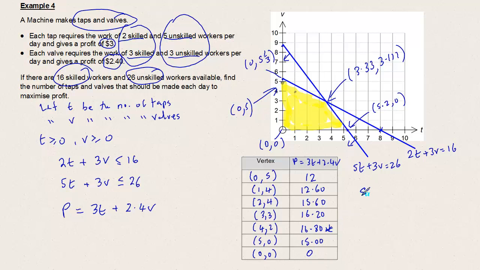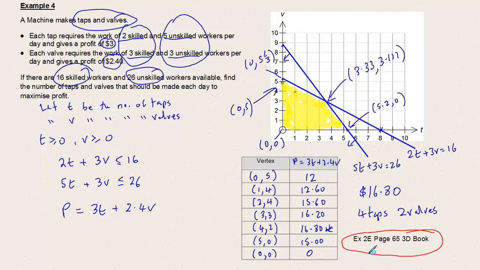So we can get a profit of $16.80, and this corresponds to making 4 taps and 2 valves. And we're now in a position to do exercise 2e on page 65 of the 3D book.